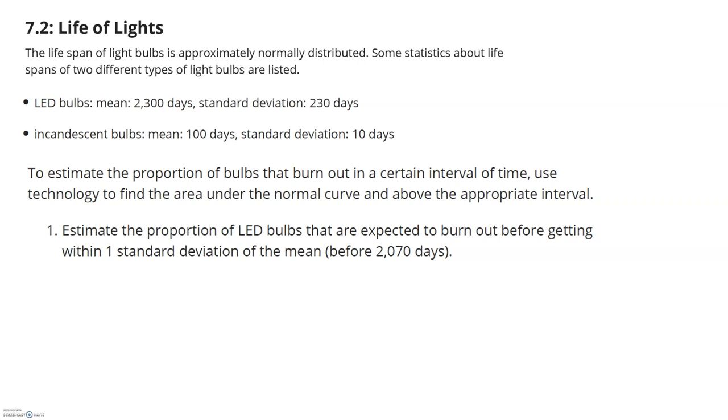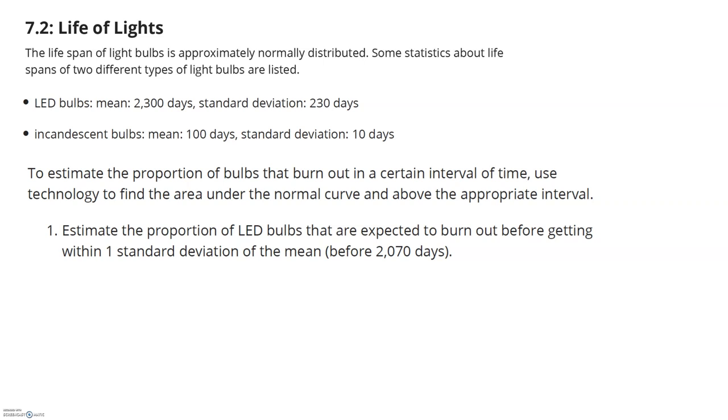And they give you here a scenario. Estimate the proportion of LED bulbs that are expected to burn out before getting within one standard deviation of the mean, or before 2,070 days. So automatically, you know that because the mean for the first LED bulb is 2,300, then we're going to add 230 to get the plus sigma, but we're also going to subtract 230 to get the minus sigma. So that's where these numbers are coming from.